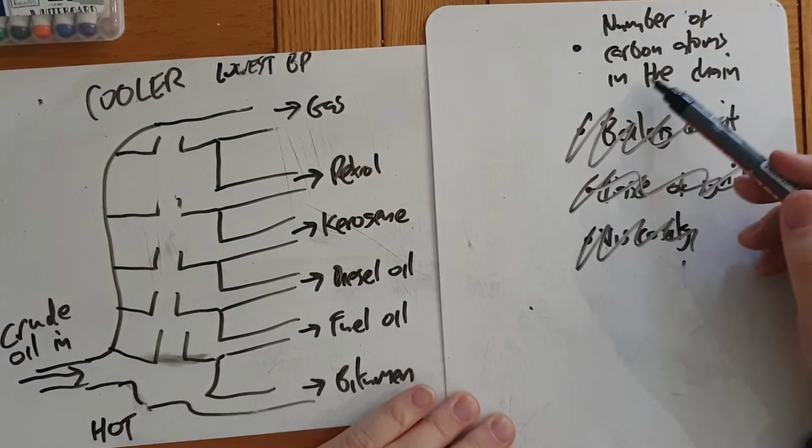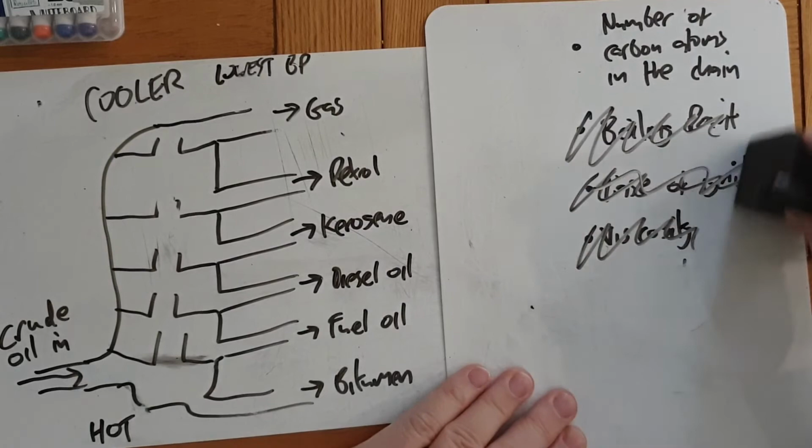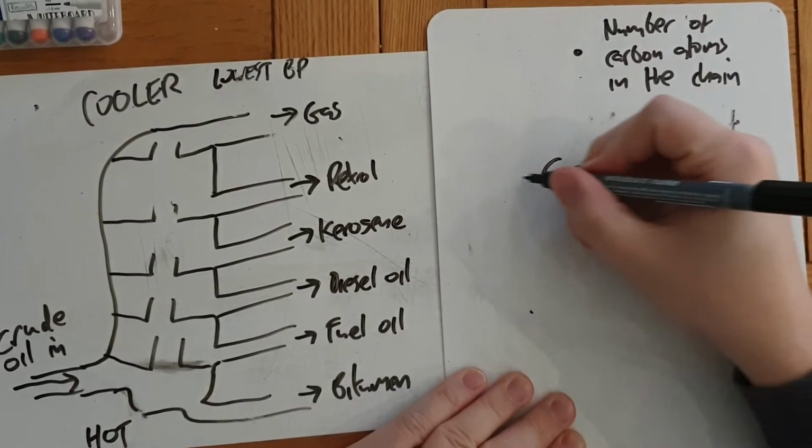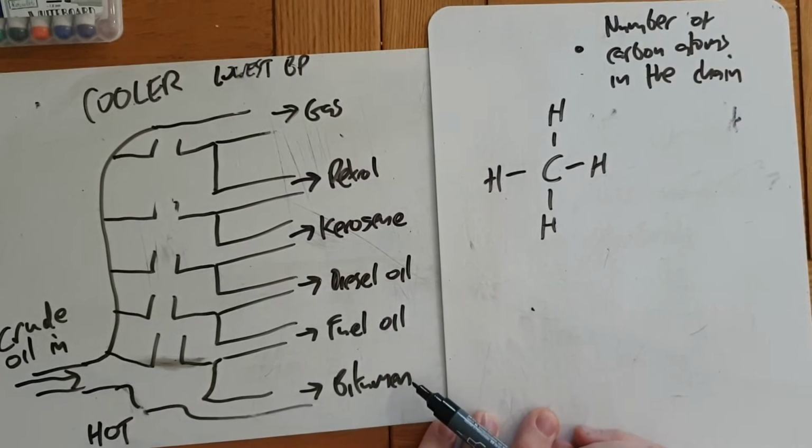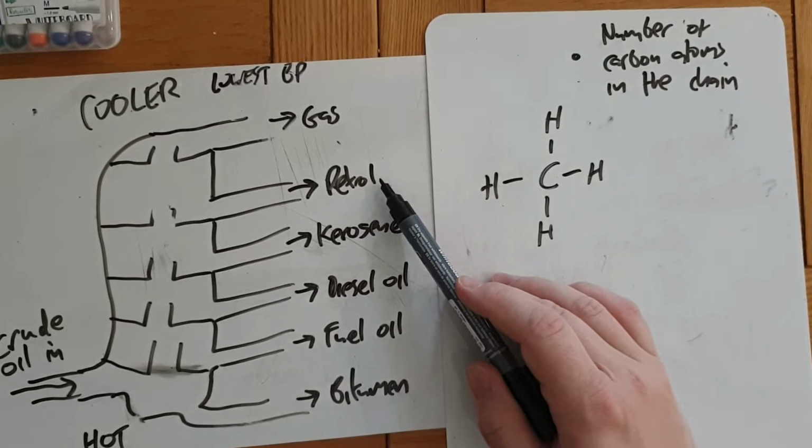And then in terms of number of carbon atoms in the chain, the most common gas that you know is methane. And we've encountered that a few times. If I draw it here, this is methane. That is about as short a chain as you could get because the chain of carbons is just one. So the chain gets longer as you go down. Bitumen has got an incredibly long chain. Petrol, octane is part of petrol, so it's got eight carbons in the chain.